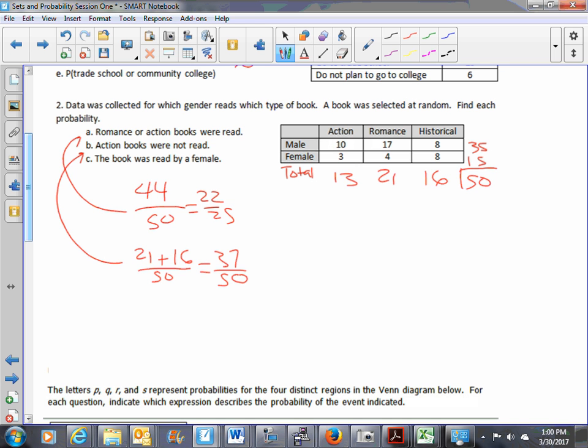And then finally C, the book was read by a female. Well, 15 books were read by females, and the total number of people surveyed was 50 again, so 15 over 50, which reduces to 3/10. And that takes care of question number 2.